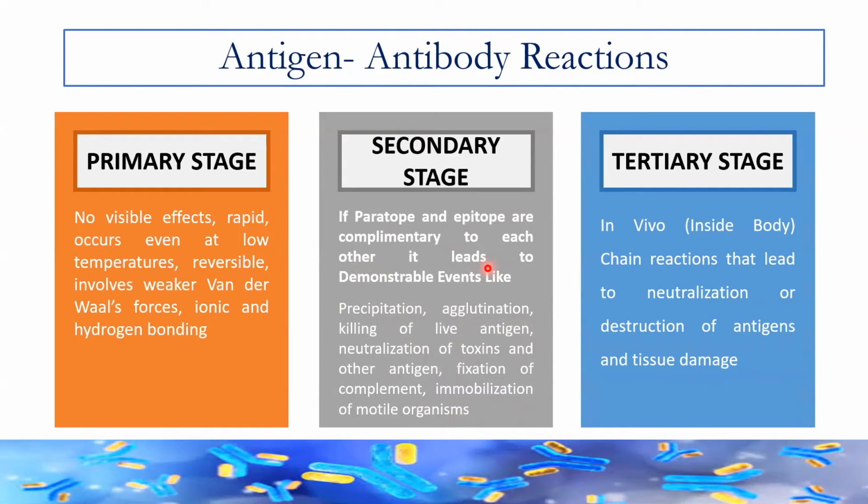Tertiary stage is inside the body, in vivo. Secondary stage can be visible even in vitro. If you react your antigen and antibody in vitro, the secondary stage can be seen, whereas the tertiary stage is only seen inside the body.